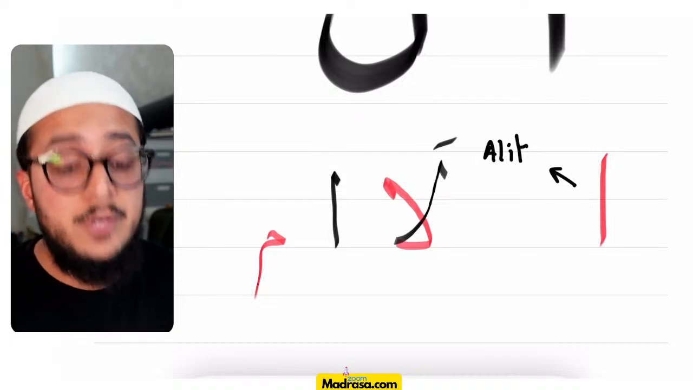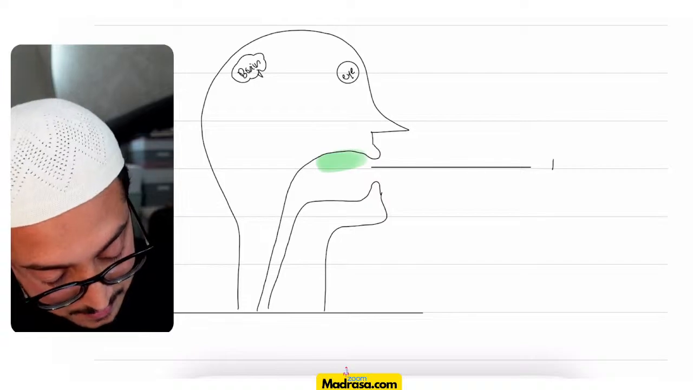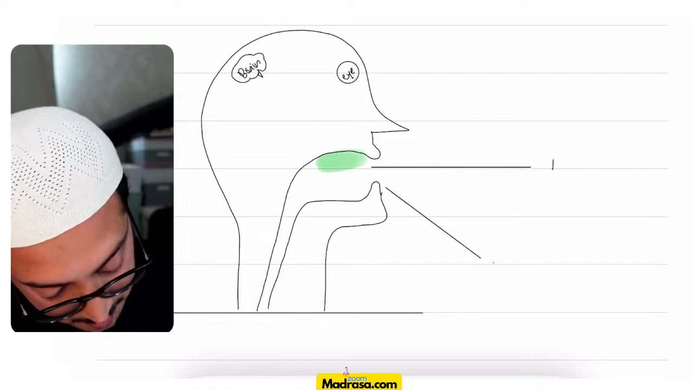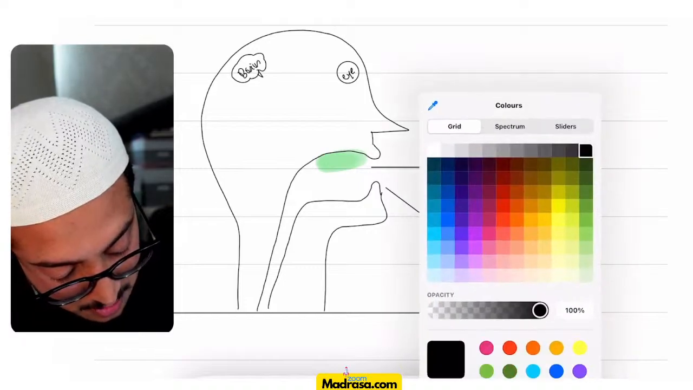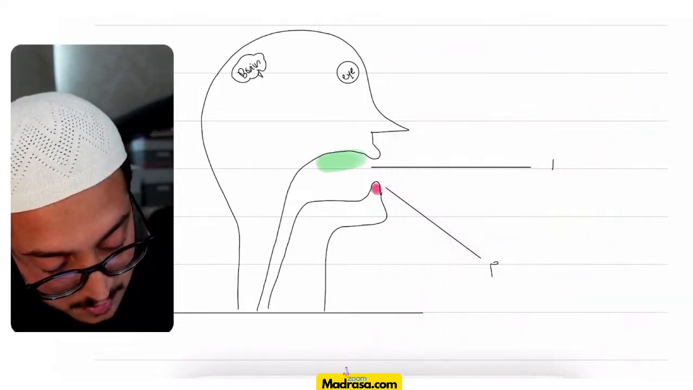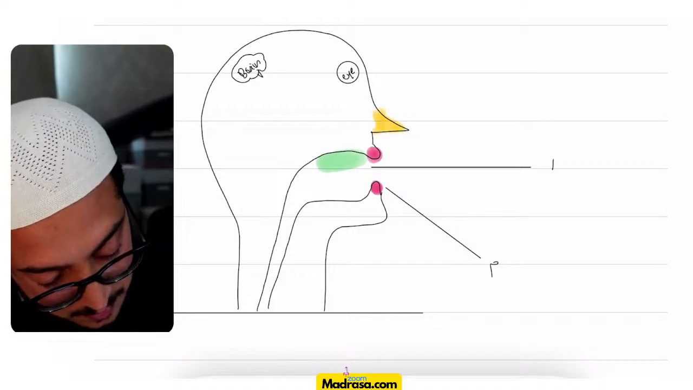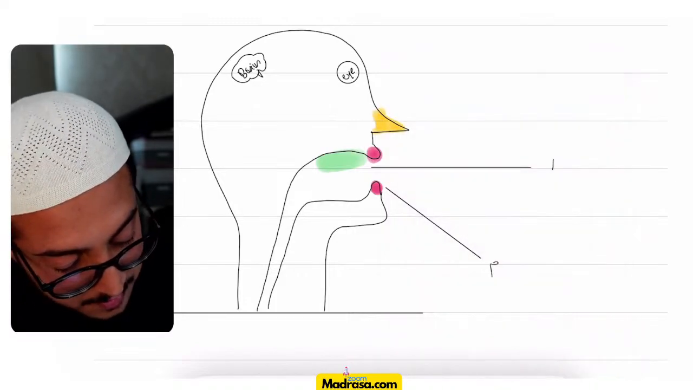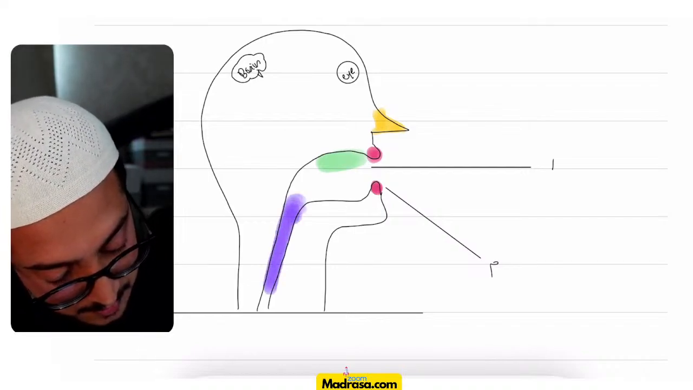Now there's a reason why I'm teaching you meem here. Look, meem is coming from your lips here. Meem. Pay attention. Stay with me, guys. Lips. You have the nose. You also have the throat here. And then we have the tongue.